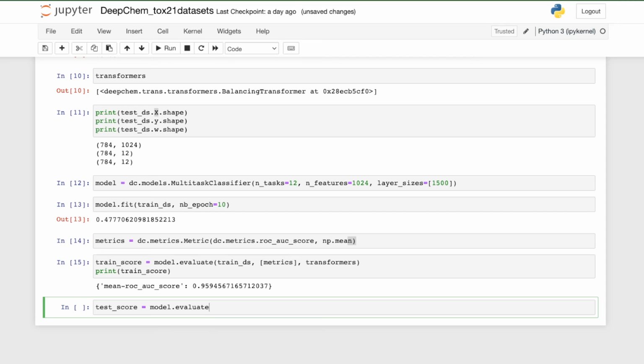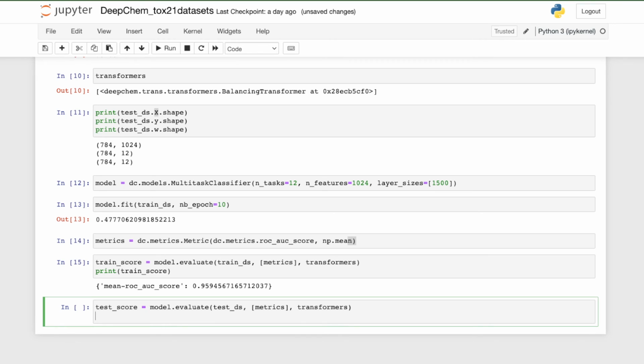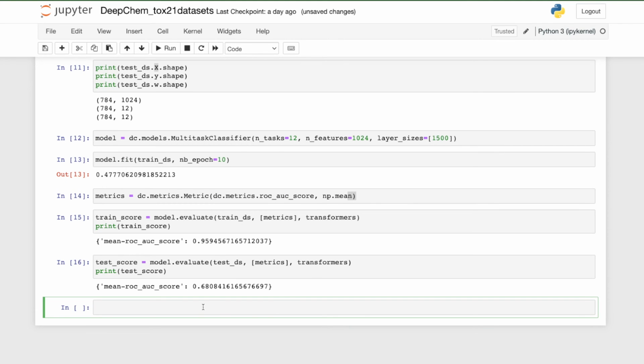So model.evaluate, and this time I will use the test data set. And we want to use the same metric. Here you can provide a bunch of other metrics as well, like whatever you want to measure, but this is a better method. Okay, print test score. Okay, 68. Oh, dang it. It dropped. Last time I did it, it was like 69 or something. That would have been fun.